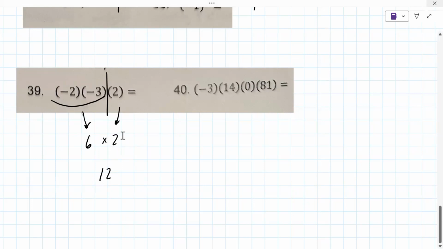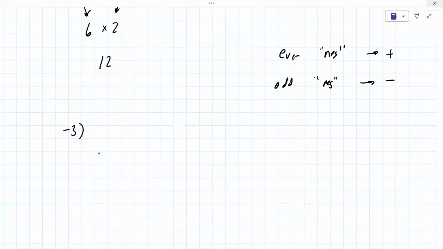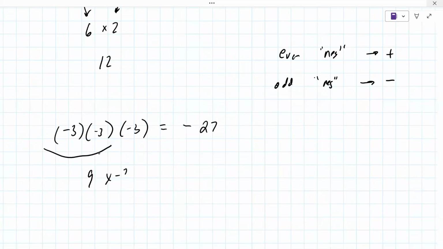Now, if you want a better answer, you count the number of negatives. How many negatives do you see? Two. So if you have an even number of negatives, it's going to be positive. If you have an odd number of negatives, it's going to be negative. I don't like rules like this, but that is the rule. Even if it was negative 3 times negative 3 times negative 3, it would be negative. There's a couple of ways to do it. One is figure out if the result is negative or positive, and then multiply three times three times three. Or you can say that's nine times negative 3, one positive, one negative.